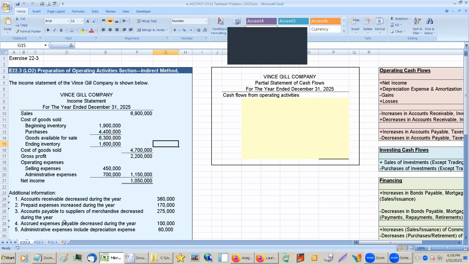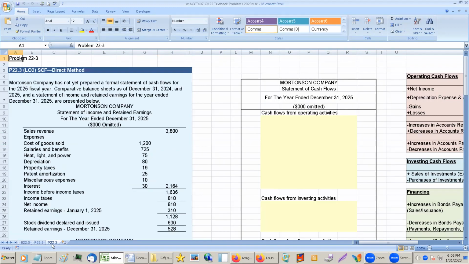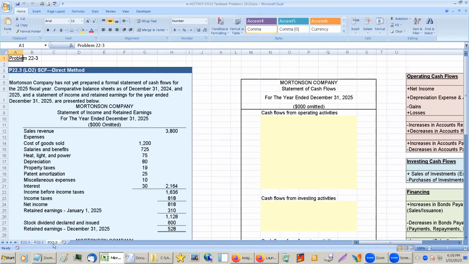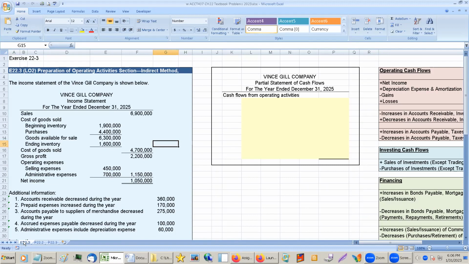So down here at the bottom, E22-3 and P22-3 are not too bad. This one in the middle is the terrible one. So we're going to leave the terrible one till the end. Okay.